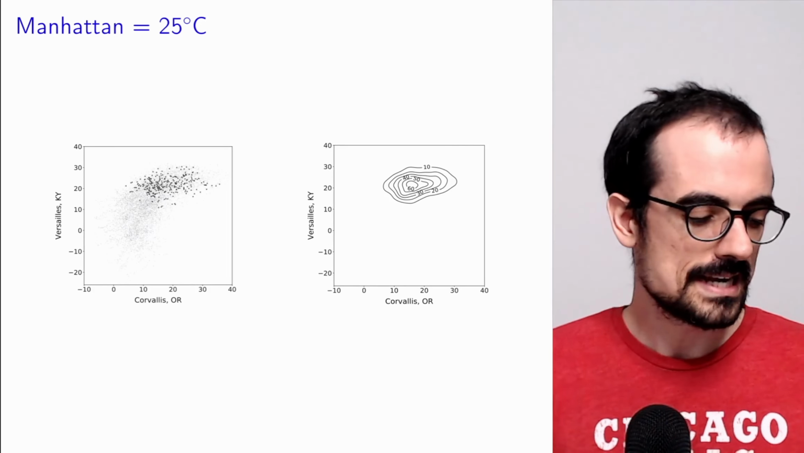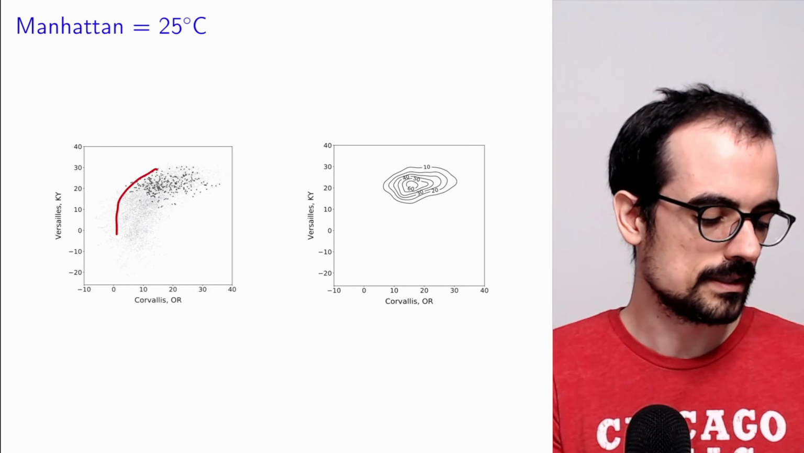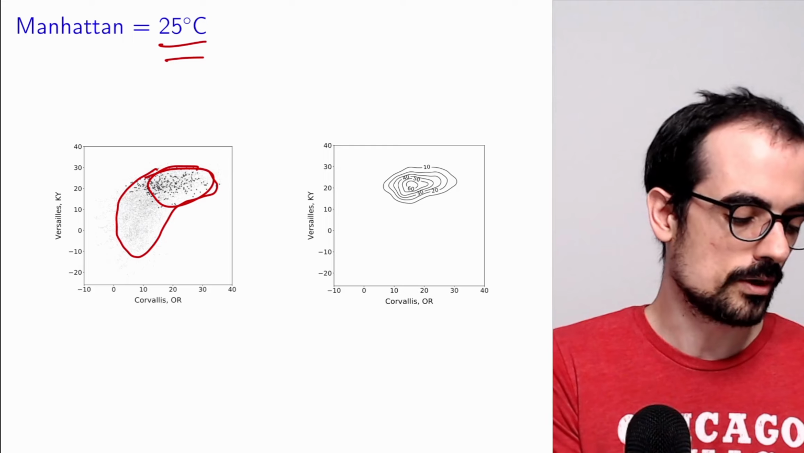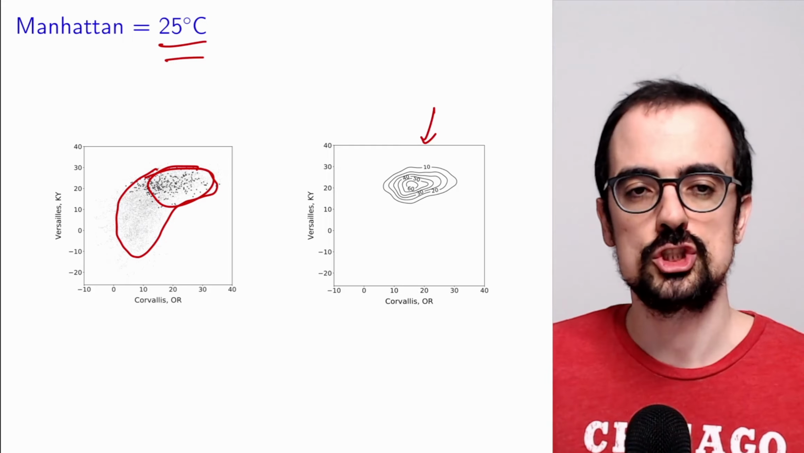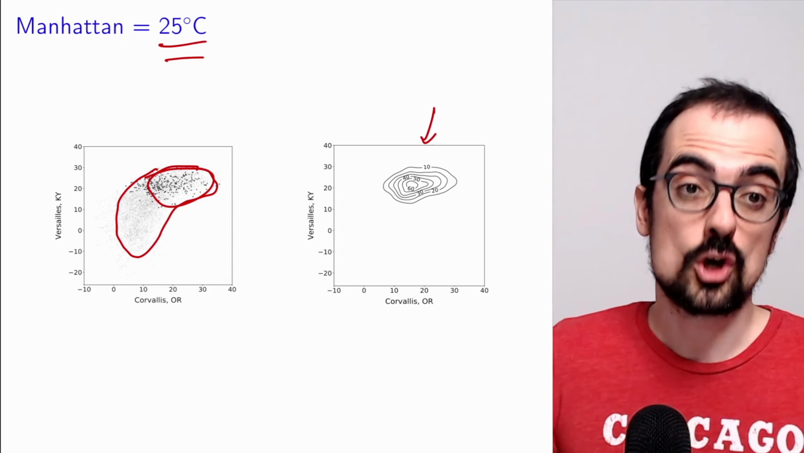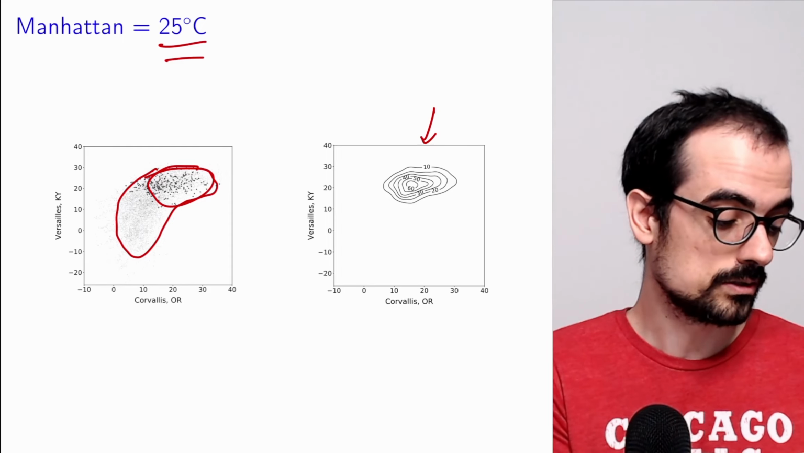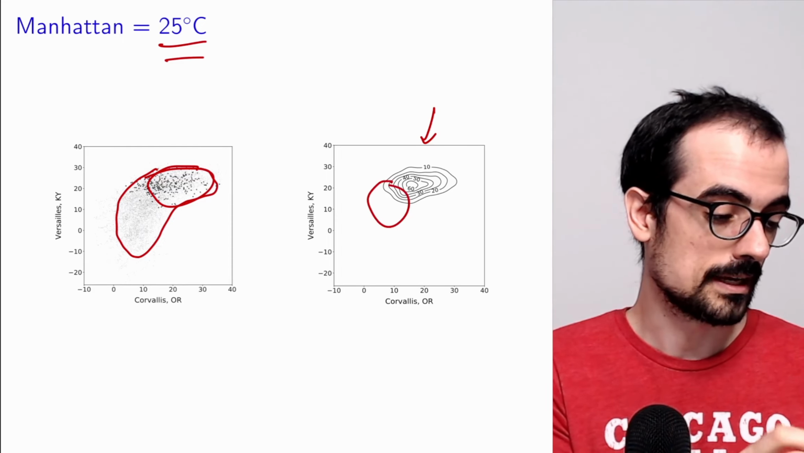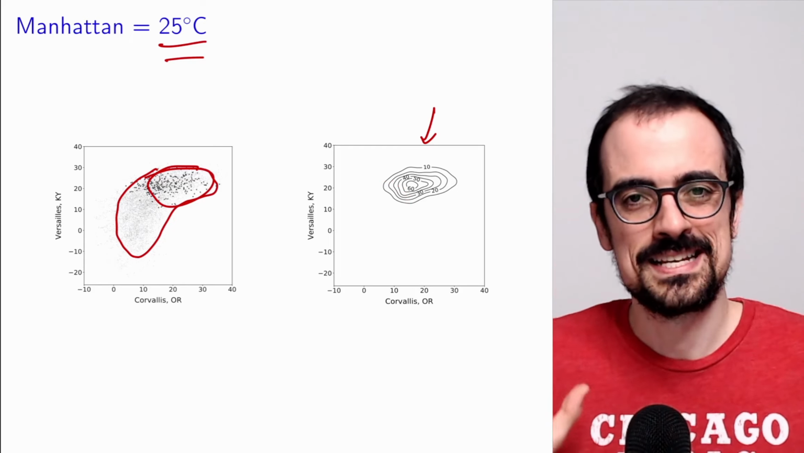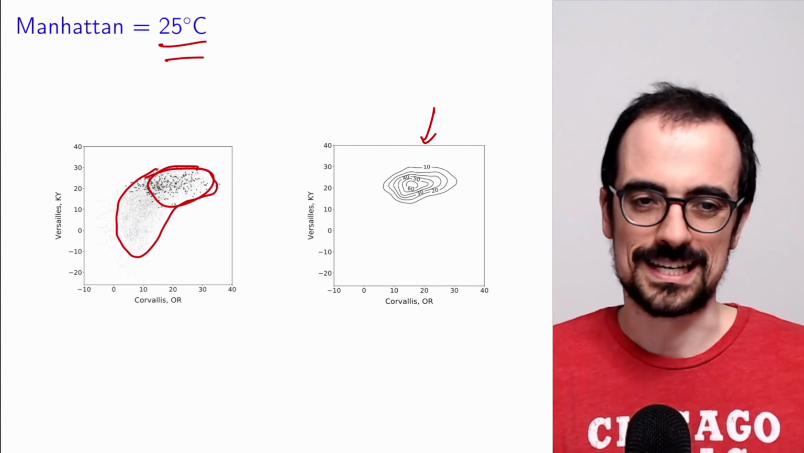Let's do it again. Remember that the overall density looks something like that. Now we're just picking points for which Manhattan is close to 25 degrees. Equivalently, we compute this conditional joint PDF of Versailles and Corvallis when it's hot in Manhattan. Realize that it's quite different to the previous one. The previous one was something like that, but it has this similar shape that is almost circular. And let's see what happens because of that.